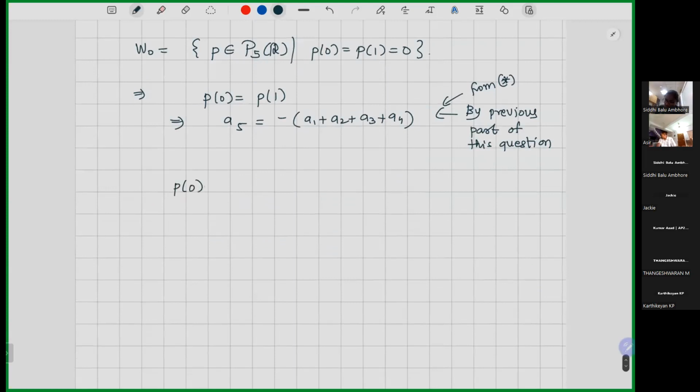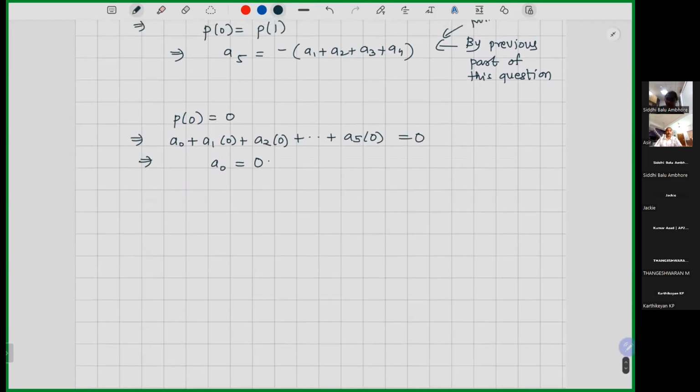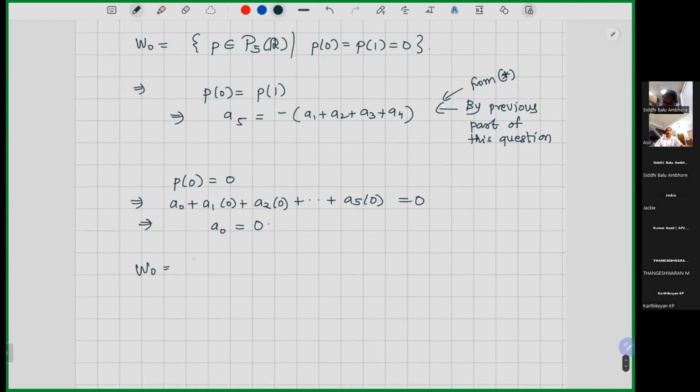But when I write this, P0 is equal to 0, this implies what? That A0 plus A1 0, A2 0, and so on up to A5 0 is equal to 0. So this implies what? That A0 is 0. Okay. So now W0 is what I can say, a combination of these two conditions. So my W0 becomes what? A0 plus A1x up to A5x to the power 5 such that A0 is now 0.